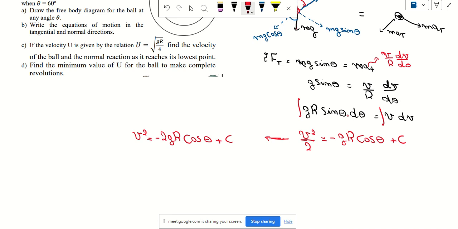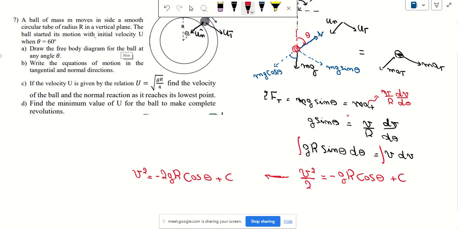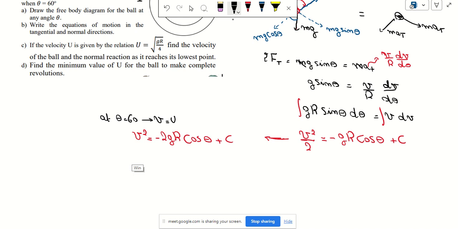Okay, how to get the theta? He said that the motion's initial velocity is u when theta is equal to 60. So at theta equal to 60, v was equal to u, not 0, u. Okay, so u squared is equal to negative gr cosine 60 plus c.